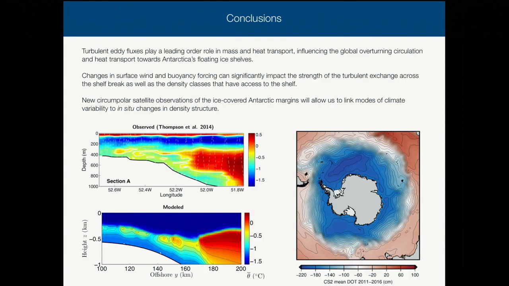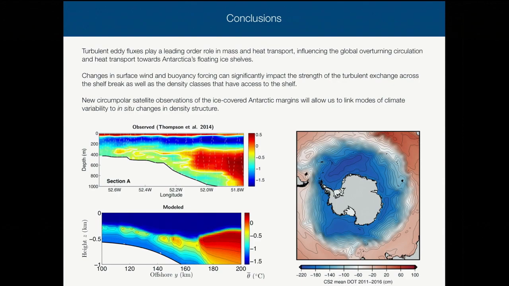Yeah, so I think that's what needs a little bit more work, but the implication would be, especially for the size of the change we're seeing, right? So if you're really going to accelerate that current by, say, it goes from 15 to 30 centimeters a second, that requires a very large change in your sea surface height gradient, which has to be balanced in some way by the interior density structure. So I think the suggestion is that right at the shelf break, you'll see a pretty significant change in which density classes have access to the shelf.